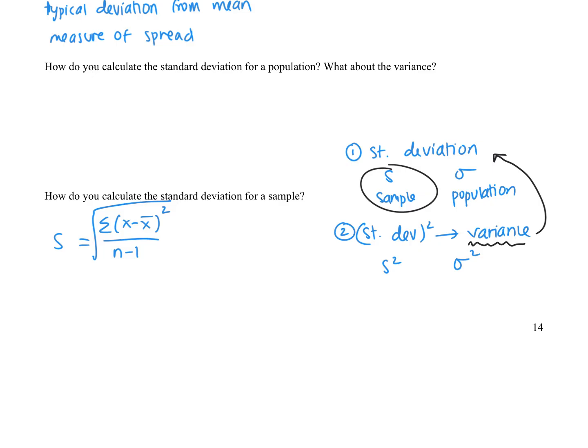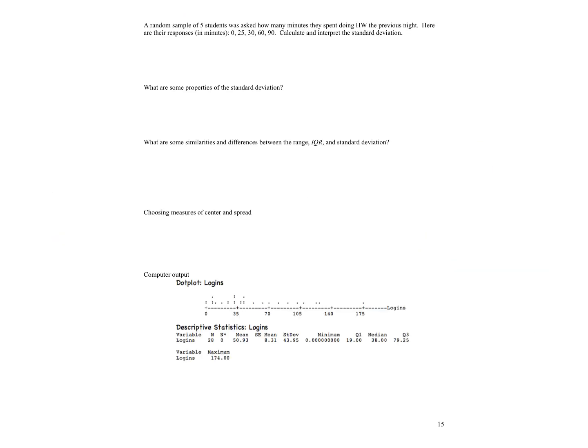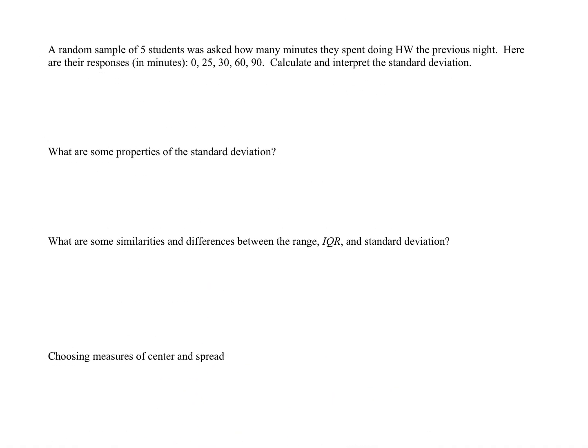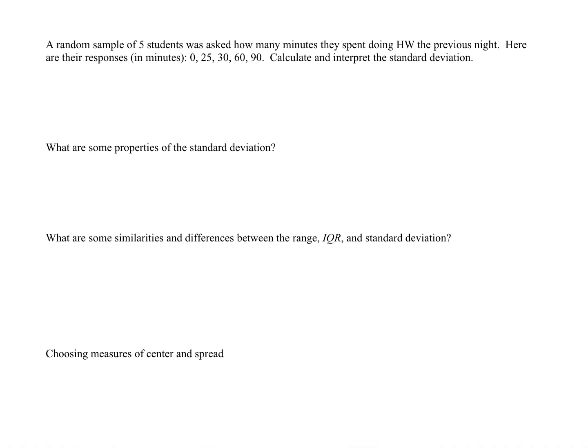Okay, we need to actually use this formula to see how it works. So let's go to the next page. Okay, so reminding us of the formula. It's the sum of x minus x bar squared over n minus 1, and we're taking the square root of that.